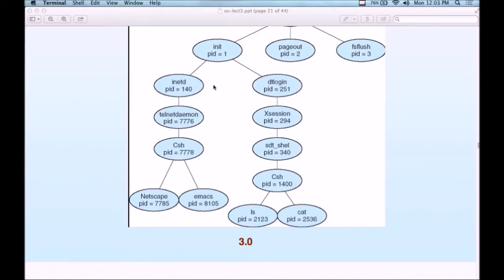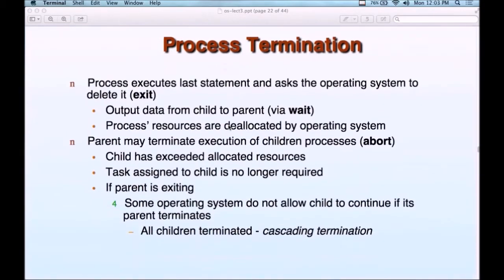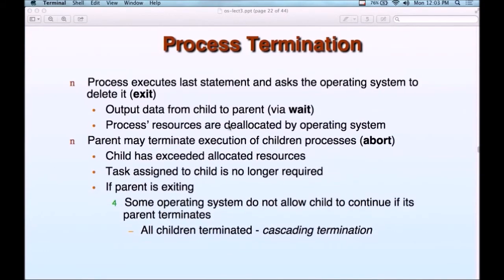Alright, so we have the login, daemons. We have a whole set of processes that are associated with kernel level processes. We actually have a kill command that kills processes. If the process executes the last statement and asks the operating system to exit or delete it, which is the exit. So we have the exit written inside of a program. There's a system call that says end me, terminate me. So exit inside of the process exits itself, terminates itself.